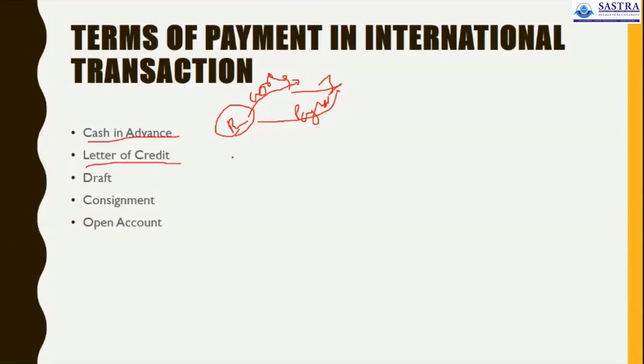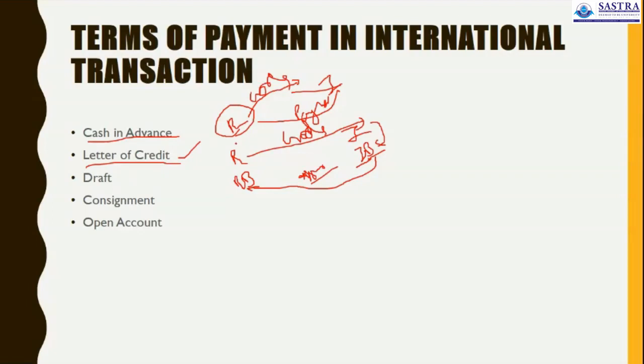Second one, letter of credit. In that category, you have the exporter and importer. The importer bank extends a guarantee to the exporter bank for making the payment. On behalf of the importer, assurance is given to the exporter bank that once the goods are received by the importer with the prescribed standards, the payment is assured. The assurance forwarded by the importer bank to the exporter bank, that type of document, we call a letter of credit.